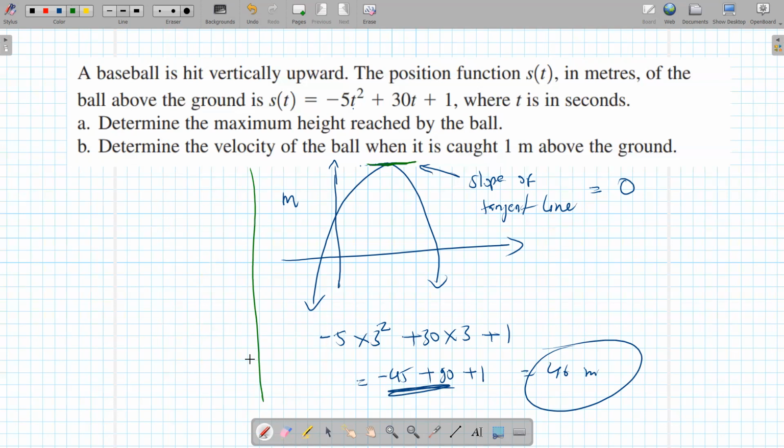B, determine the velocity of the ball when it is caught 1 meter above the ground. So what do you think they want? This one's a little bit trickier. I'll give you a hint. Velocity just means s prime of t, which we had before: negative 10t plus 30. What do you think this question is actually asking you?